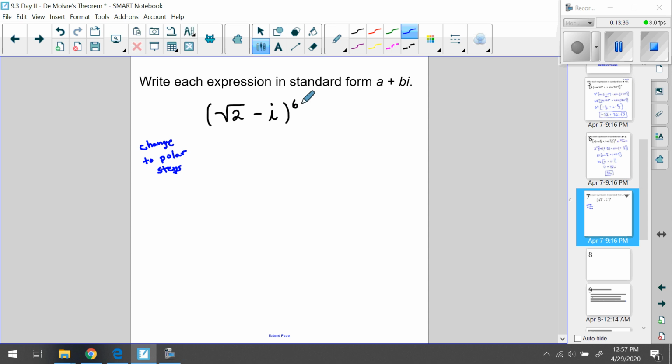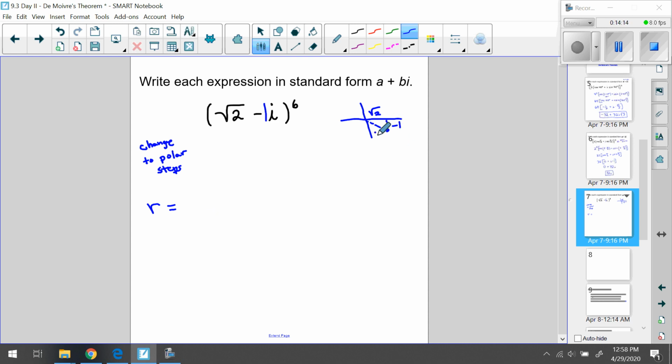So let's see if we remember how to do this from the other day. First we need to find our r value. So remember, we can just use the Pythagorean theorem to help us out. If you need to draw a sketch to help you, you certainly can do that. So if I'm going over root 2 and down 1, so over root 2 along my real axis and down 1, that might put me about here. And so your reference triangle would be root 2 here, -1 here.